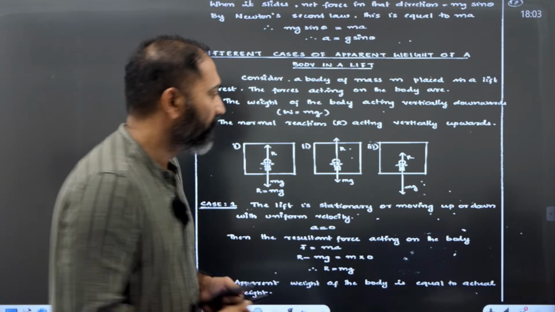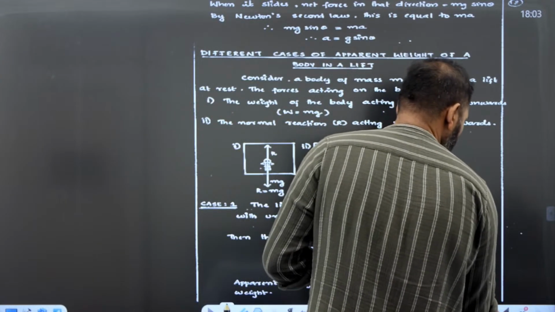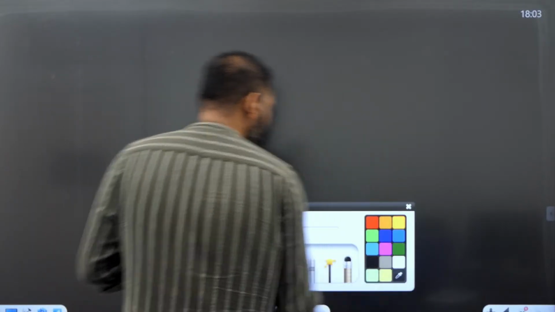Welcome back. We are continuing with the laws of motion chapter. Last class we saw different cases in which the lift is accelerating upward, accelerating downward, when the lift cable breaks, and when the lift moves with a constant velocity. Now in today's class we are going to do a problem based on this lift case.